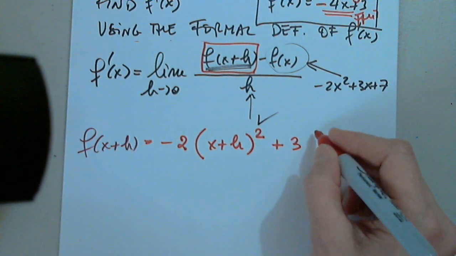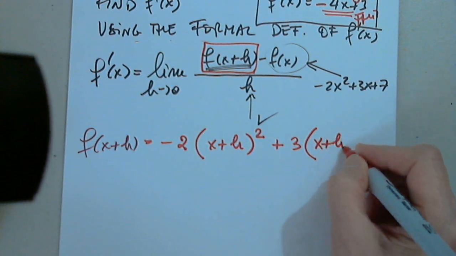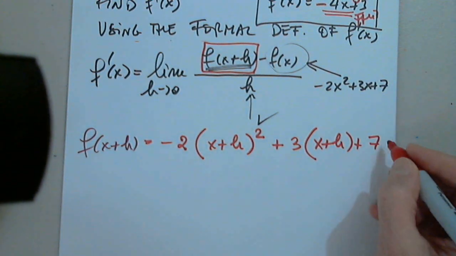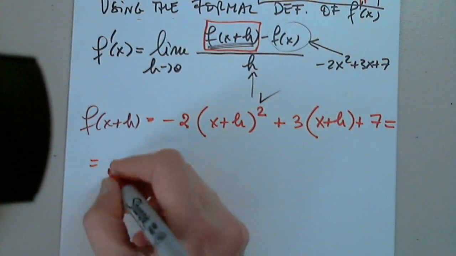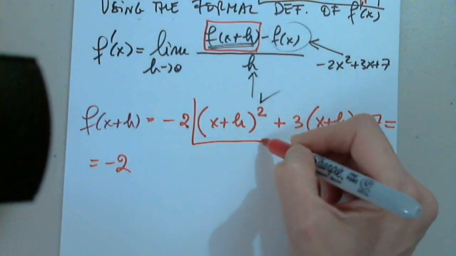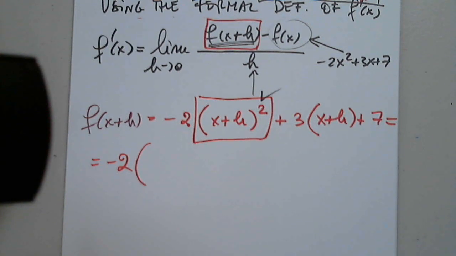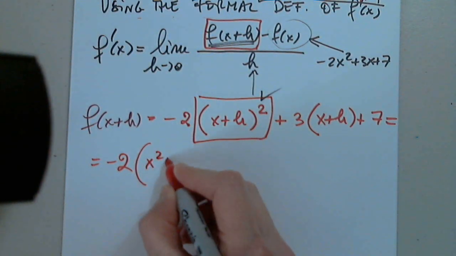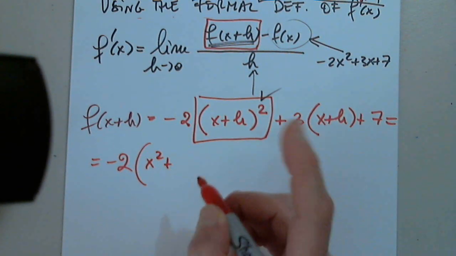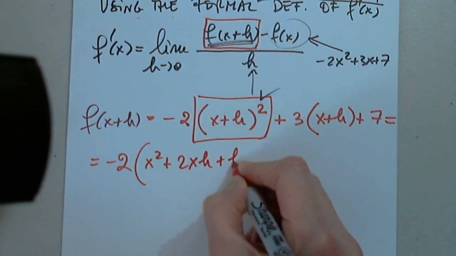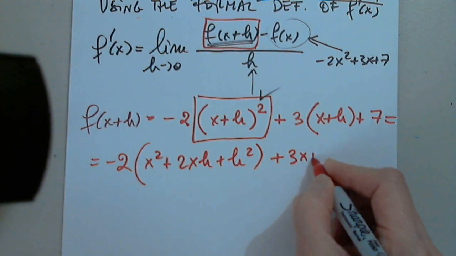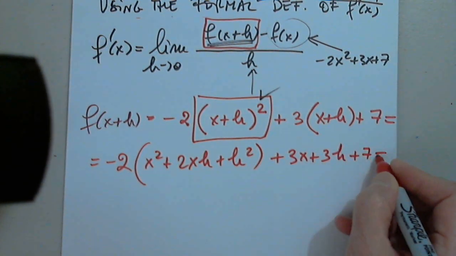Plus 3. Yes. Excellent. Plus 7. Awesome. Brilliant. That's all I needed. So now negative 2. Can anyone give us this? X squared plus h squared plus 2xh. Okay. Excellent. Plus 3x plus 3h and plus 7.